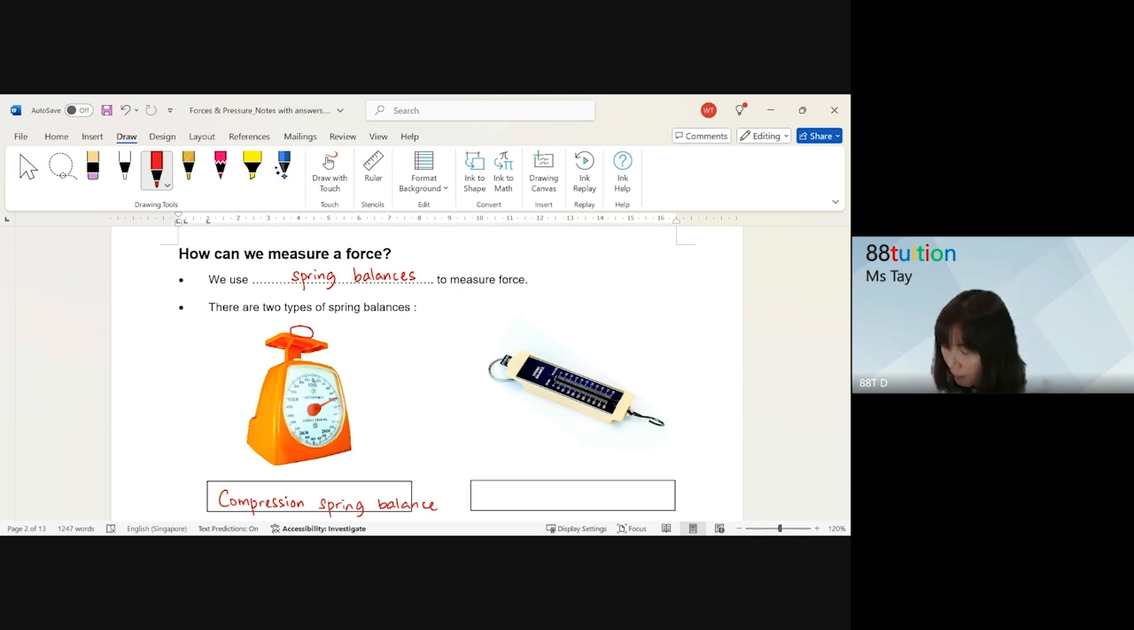Now, in this one, you are hanging the object on this hook, so you are actually pulling it downwards. It's an extension, so this is the extension spring balance. To be very exact, if I want to name this particular instrument, this extension spring balance has a name. It's called the Newton meter. It measures forces, and the unit of force is the newton.